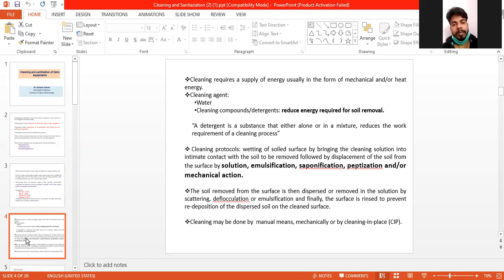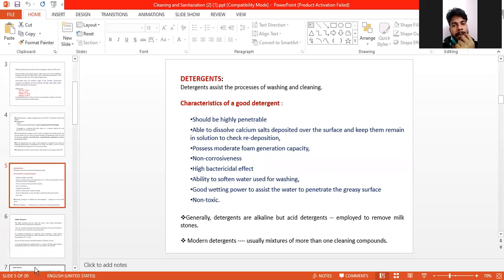In cleaning protocols, we can follow displacement of the soil from the surface by the solution, by emulsification, saponification. You have already studied these terms in dairy chemistry. The soil is removed from the surface and carried in solution by scattering, deflocculation or emulsification. Lastly, the surface is rinsed to prevent redeposition of the dispersed soil on the clean surface. So we go for CIP for cleaning.